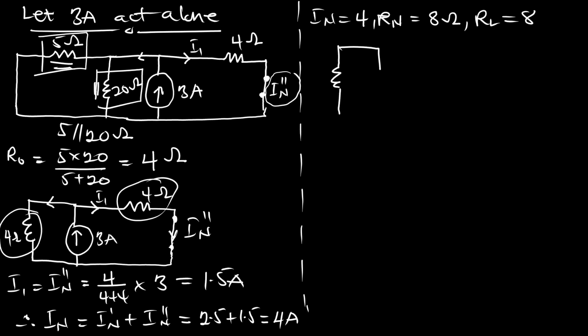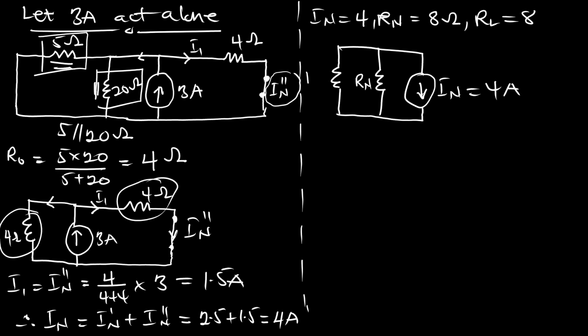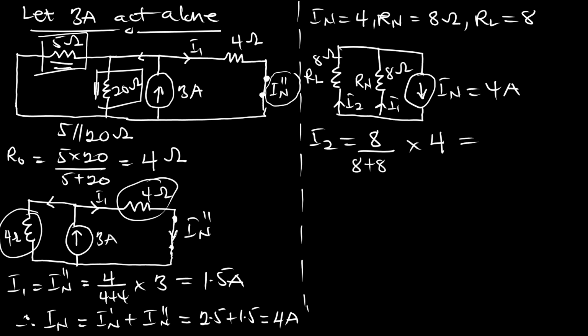So you can draw it this way, and this is my current source. This is my IN, which is 4 amperes. This is my RN, and this is my RL. So this is going to split its current into I1 and I2. The I2 will be the current passing through the load resistor, which is the 8 ohms. This is 8 ohms. This is also still 8 ohms. So 8 on 8 plus 8, multiplying the total current 4, and that is going to be 2 amperes. So from the question, the current passing through the load resistor is 2 amperes.